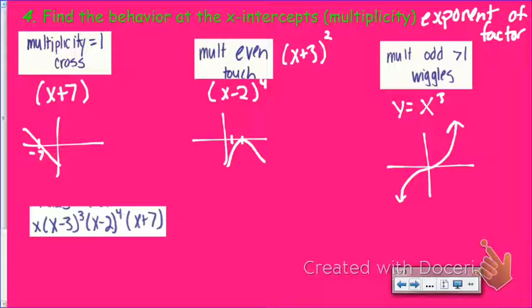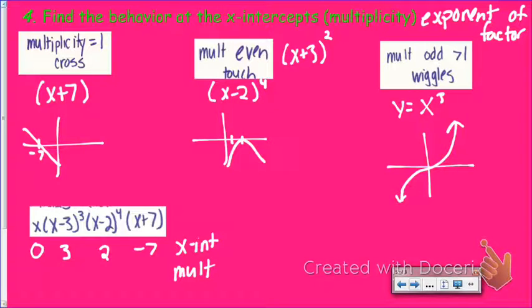Okay, so what we're going to do is we're going to combine all of that together to actually draw this next graph. So this next graph, we already figured out my zeros. Our zeros are 0, 3, 2, and -7. Those are the x-intercepts. Let me write that on the other side so it's easier to see. So I know my graph is going to touch the x-axis at least at those points. Then what I'm going to do is I'm going to figure out the multiplicity of each of those zeros.